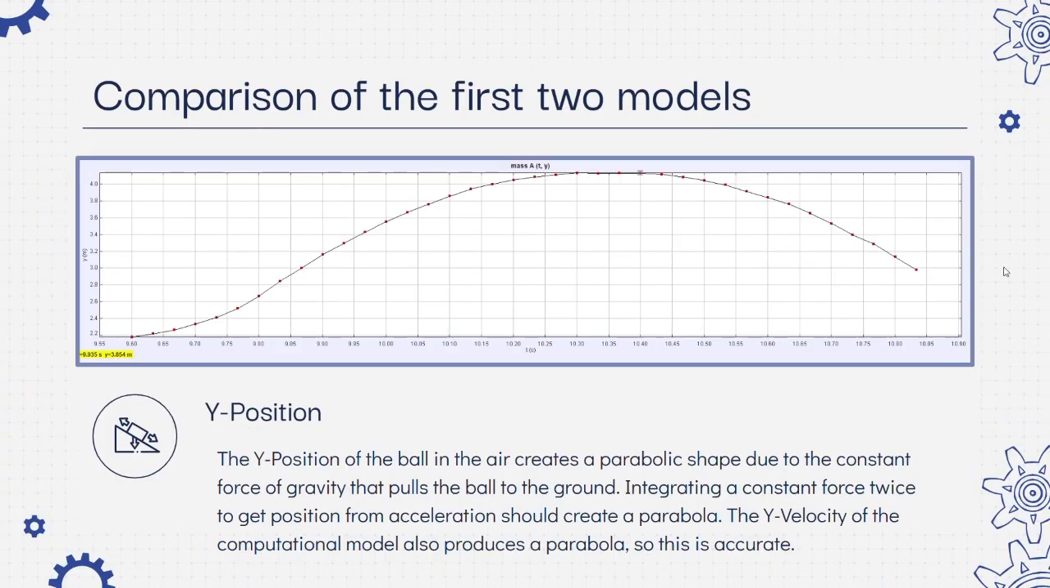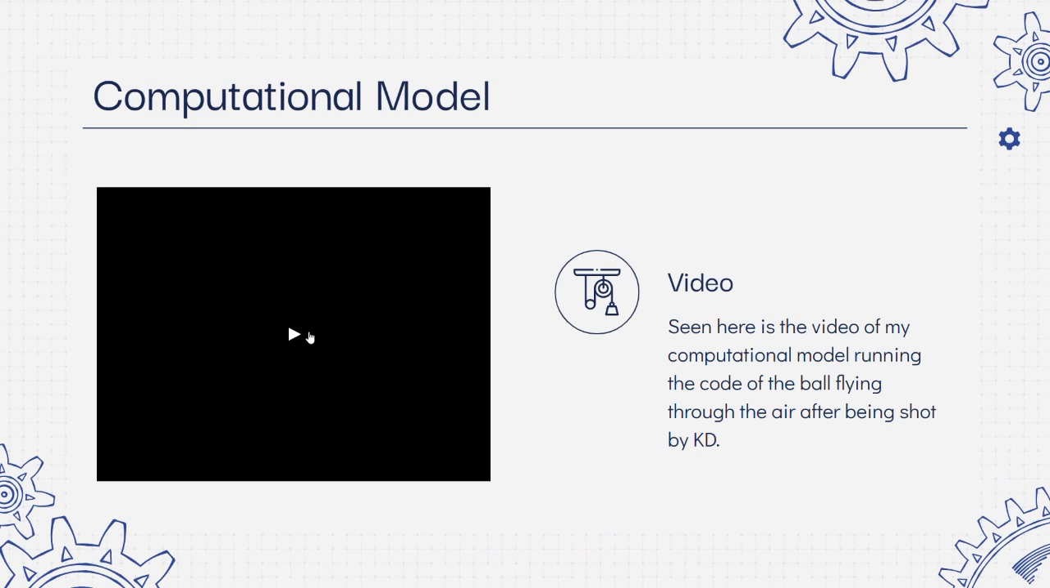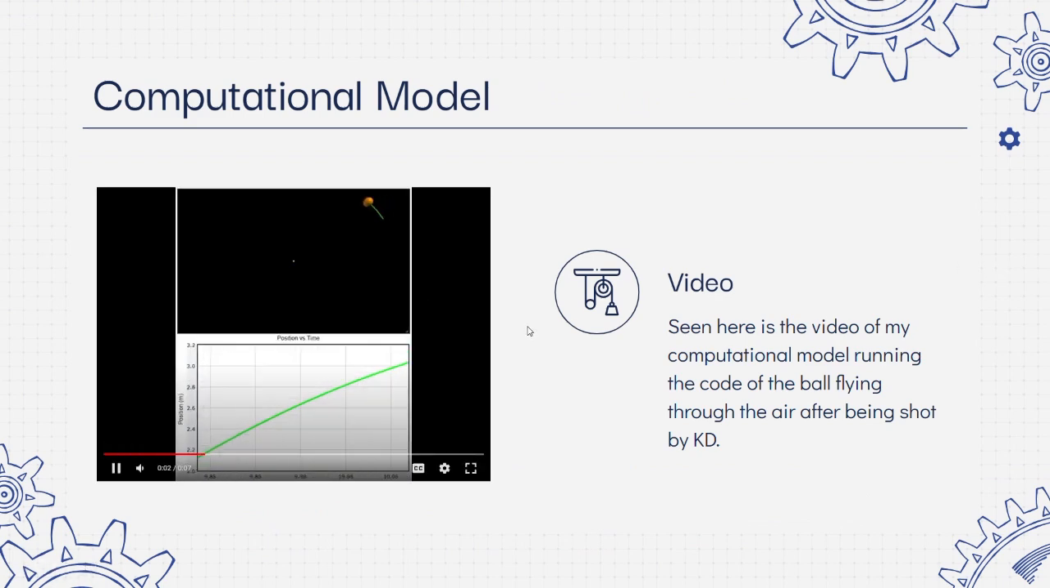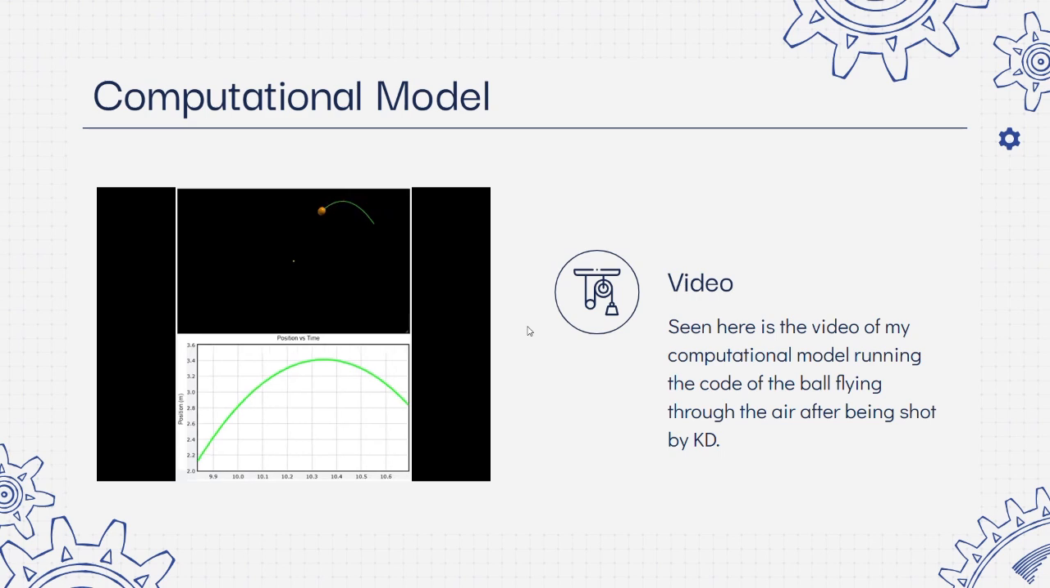So here are my results. First, the y position, the most important one. As you can see, this is a parabola. If we go back to the video of the computational model, you can see that it also produces a parabola, which is a good sign. That means that our information is likely accurate.